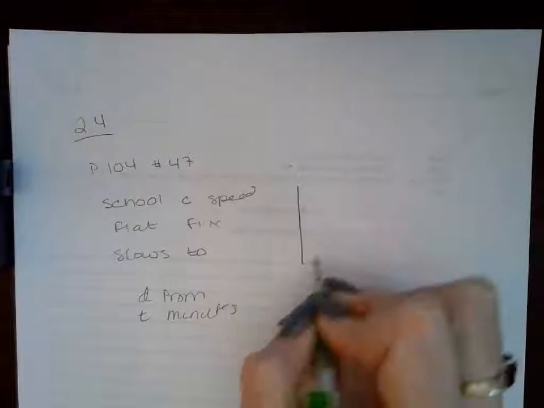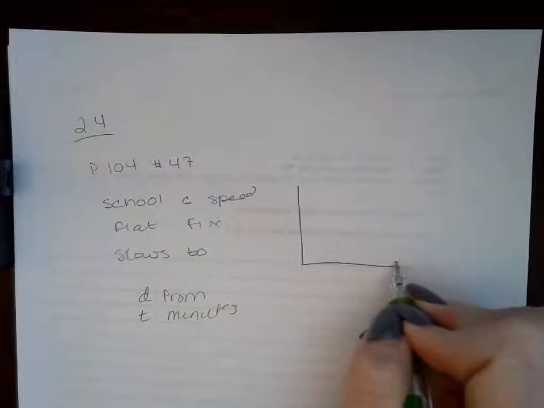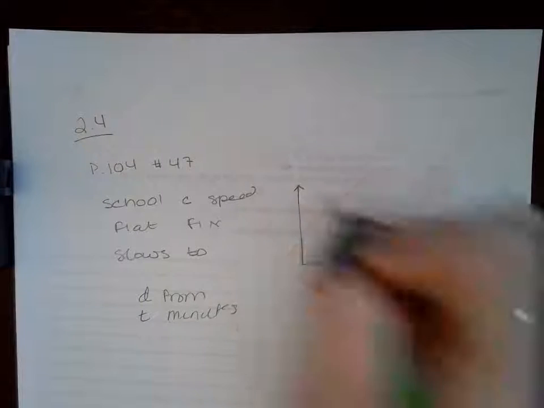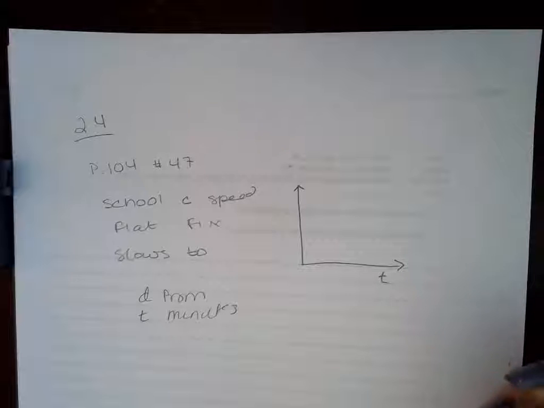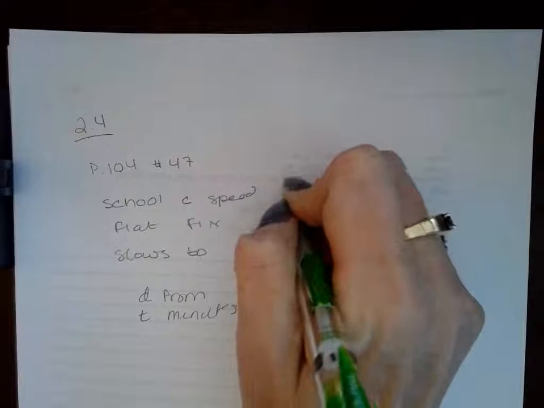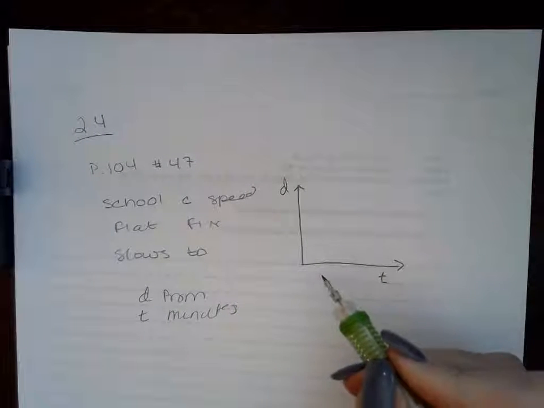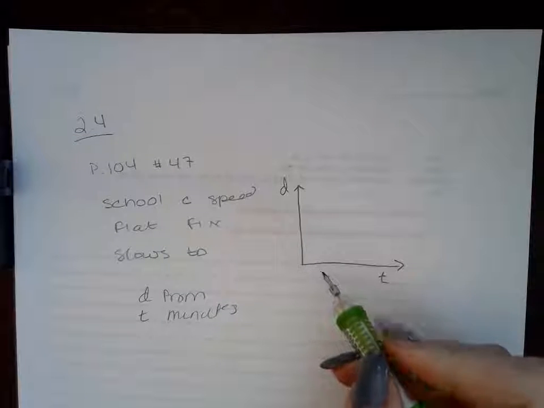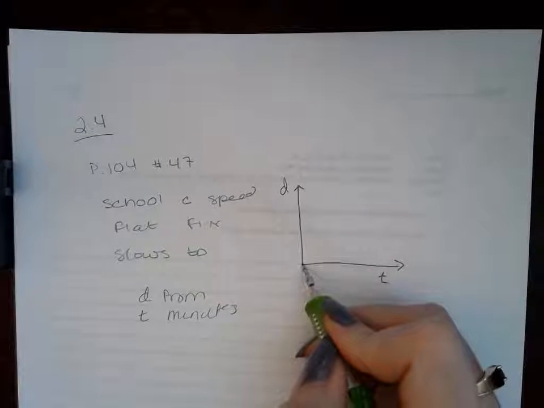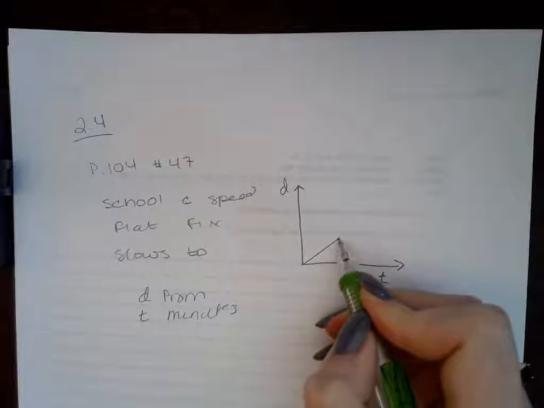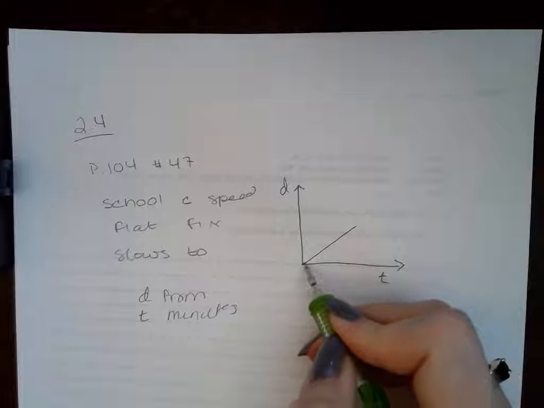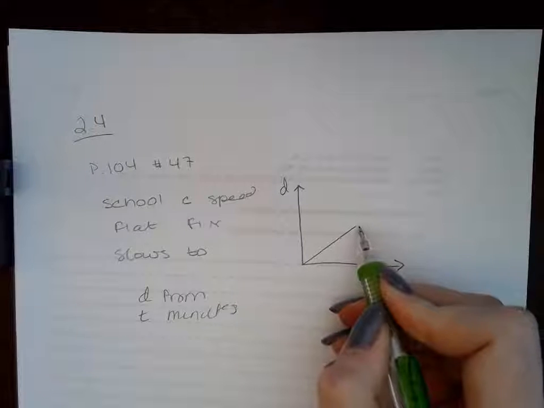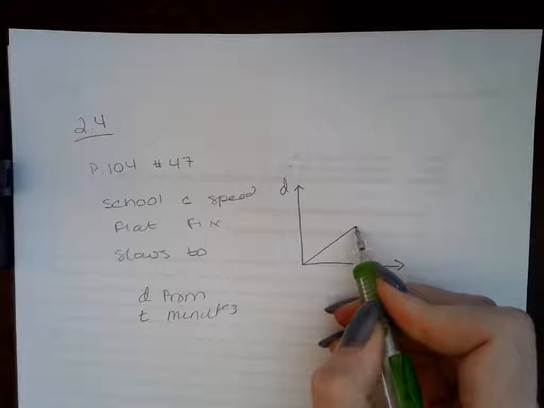So we're sketching a qualitative graph. The distance that she is away from her house depends on how long she's been driving. So that's our time. And then this is our distance. So she's driving at a constant speed. As she's driving at a constant speed, she's getting further and further away from her house. It's going to be linear. And then she gets a flat tire.